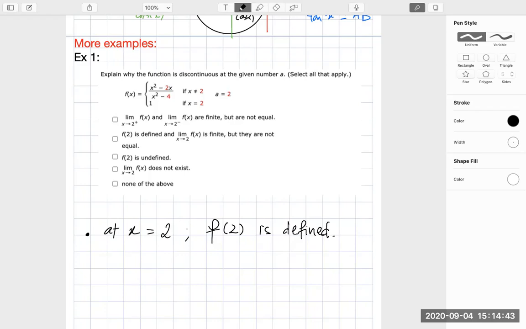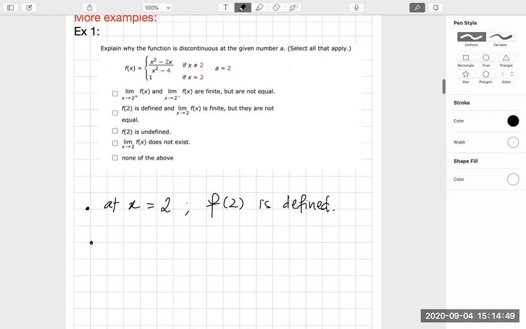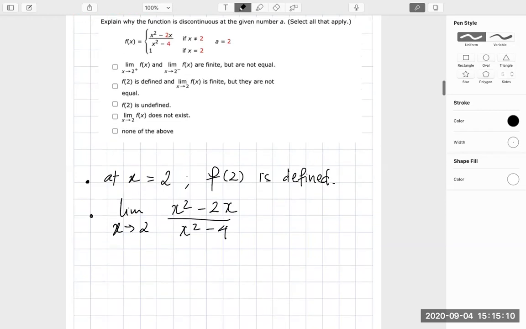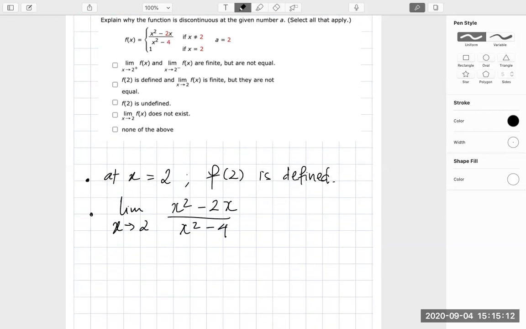It is defined, then we're good. The next step, we need to find the limit of this function when x approaches 2: x squared minus 2x divided by x squared minus 4. So we need to find the right-hand limit and the left-hand limit. Let us consider when x approaches 2 from the right-hand side.